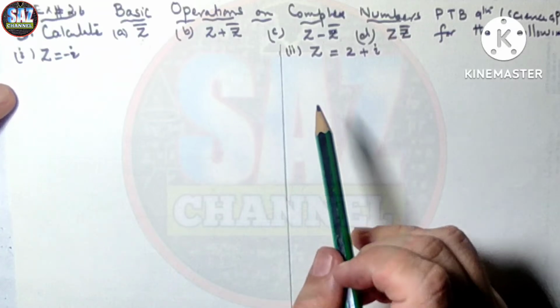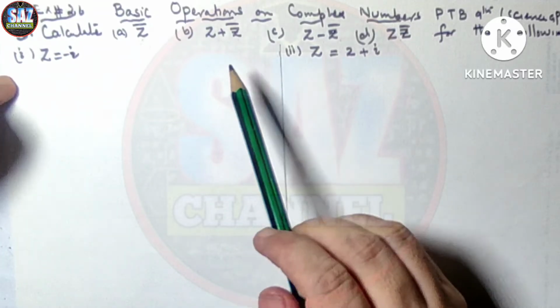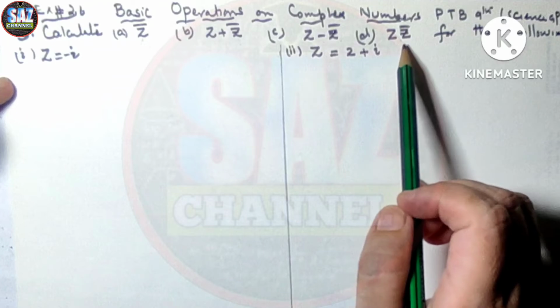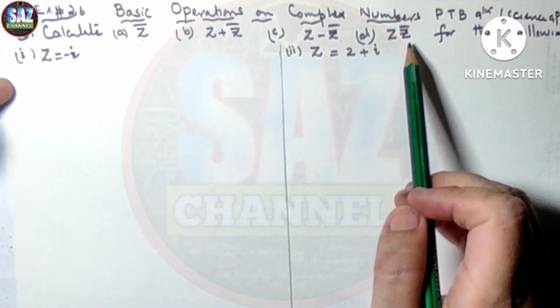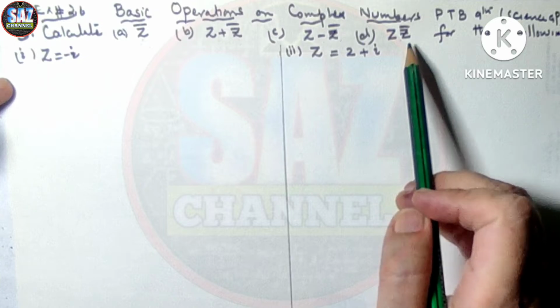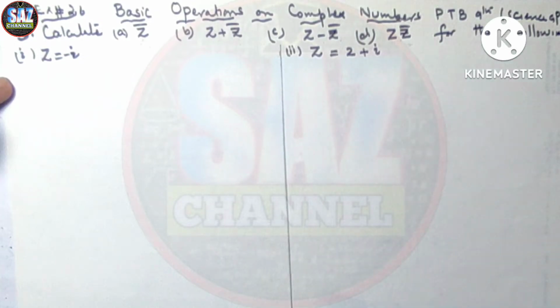And let us see whether the sum, difference and the product of a complex number with its conjugate become a real number or a complex number. This is one of the important observations, and this can be tested in your objective type as well.